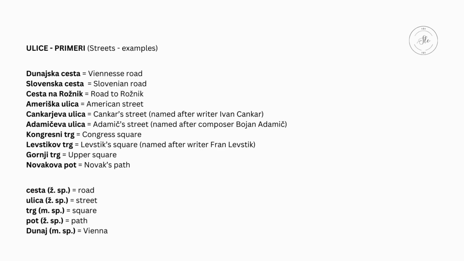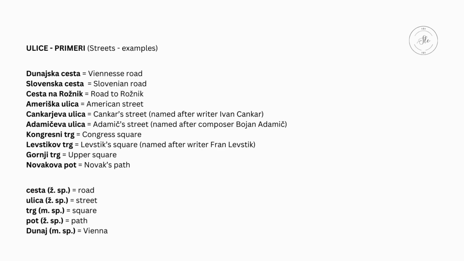Ulice, primeri. Here I included some examples of street names in Slovenia. Dunajska cesta, Viennese road. Slovenska cesta, Slovenian road. Cesta na Rožnik, road to Rožnik. Rožnik is the name of the hill. Ameriška ulica, American street. Cankarjeva ulica, Cankar's street, after writer Ivan Cankar. Adamičeva ulica, Street of Adamič, after composer Bojan Adamič.